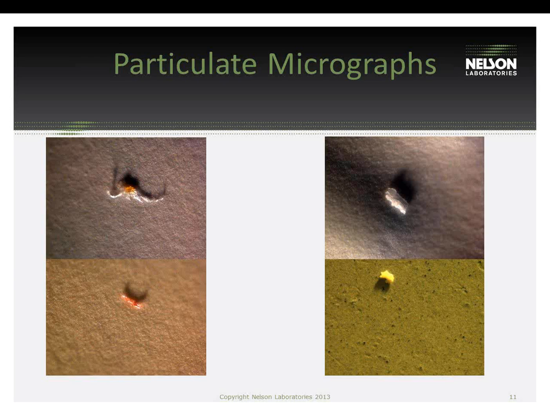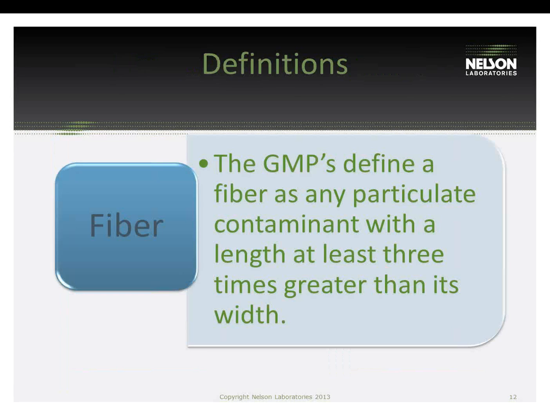Here are various other micrographs that we've taken here at Nelson Labs. So they vary in size and shape. There aren't any scales associated with these, although we do have some later in the presentation that do have scales associated. Most of these are in the range of 20 to 50 microns in size. As you can see, they differ in color and characteristic.